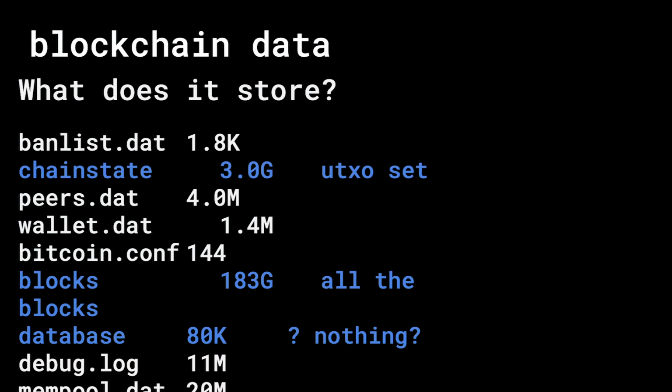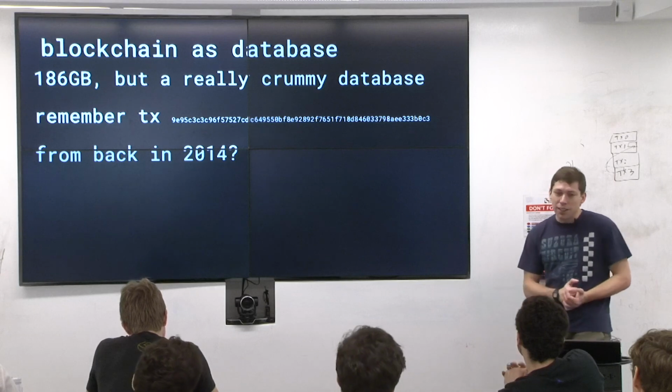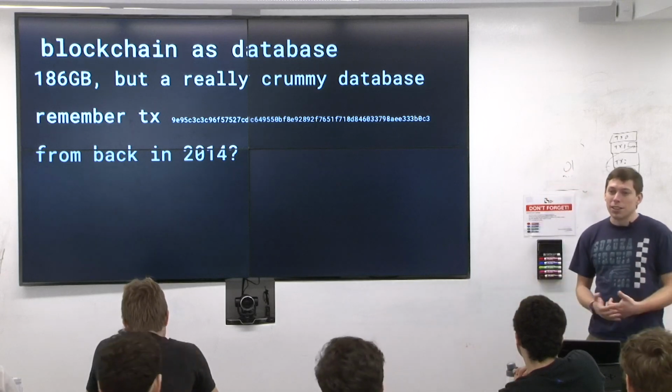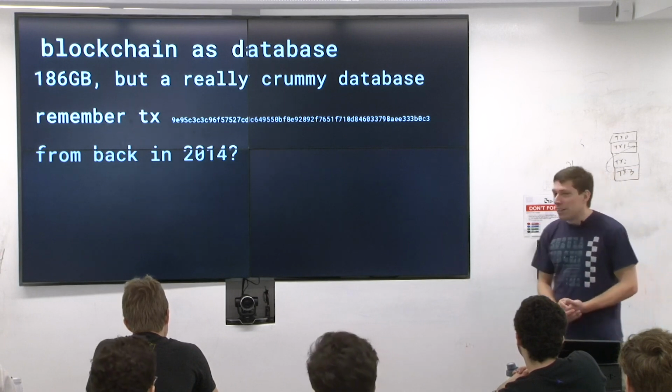Okay, and now, any questions about the data stuff? I'm going to go into blockchain as a database real quick at the end. So it's 186 gigabytes, or alternatively, you can think of it as just 3 gigabytes. But it's a really crummy database. I've heard a lot that blockchain is going to change the world, and it's like a database that's shared among everyone, and you can query things. It's a really bad database.